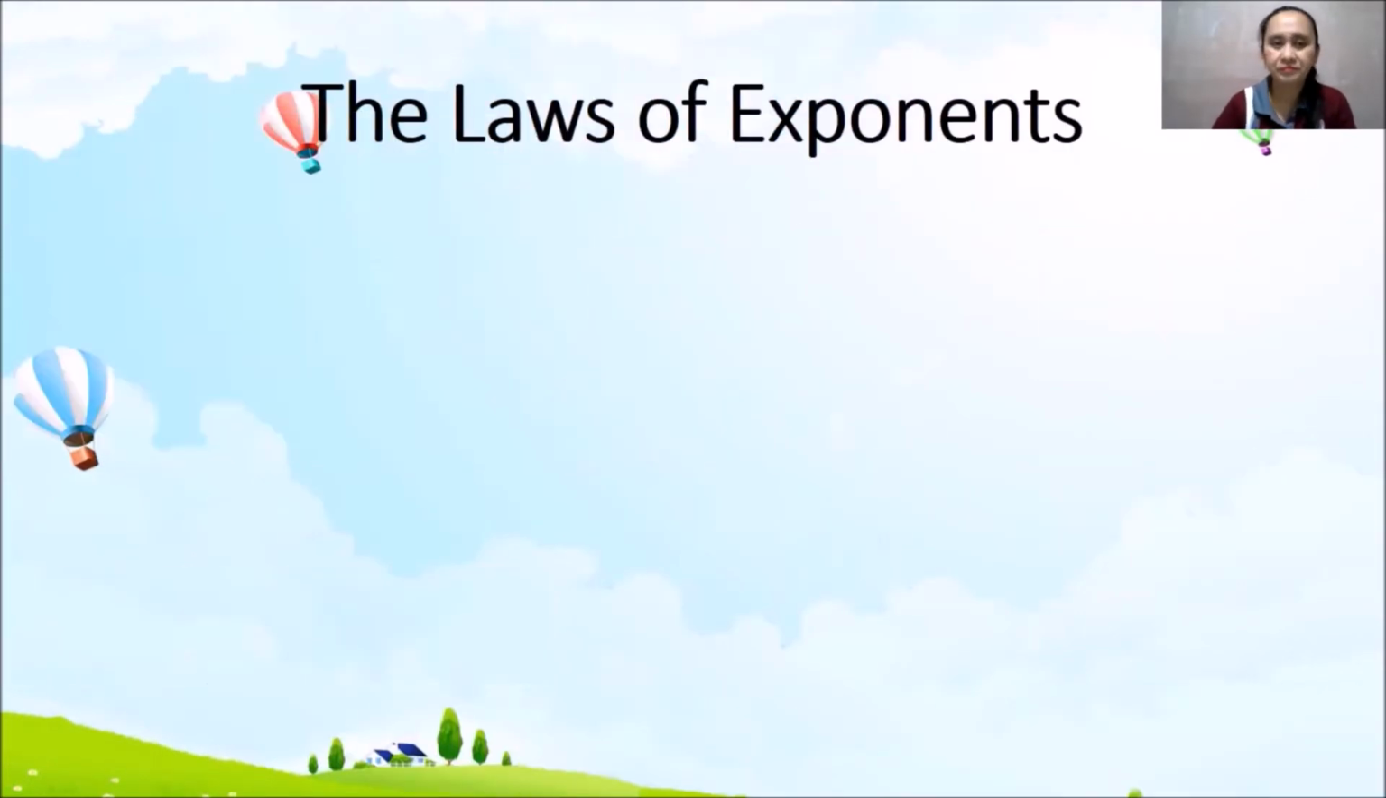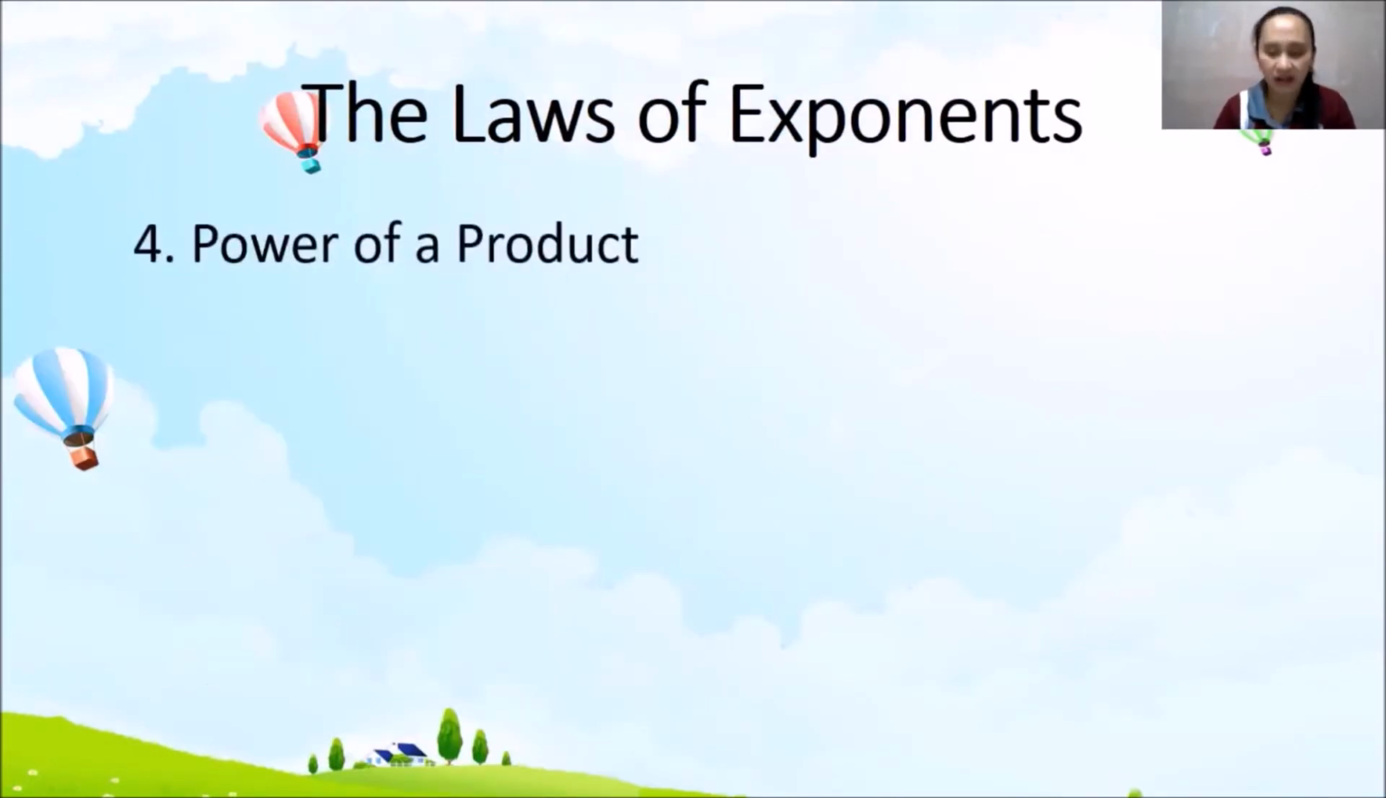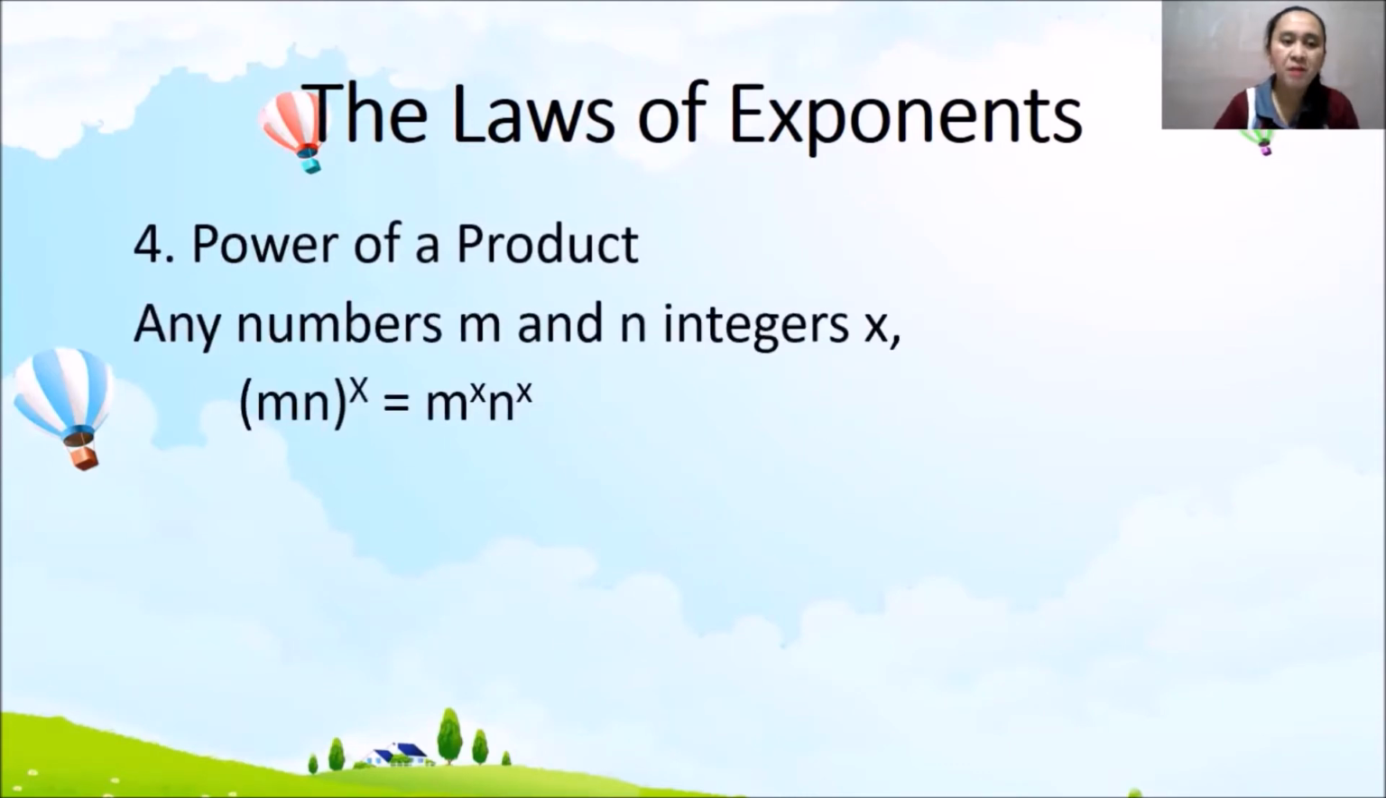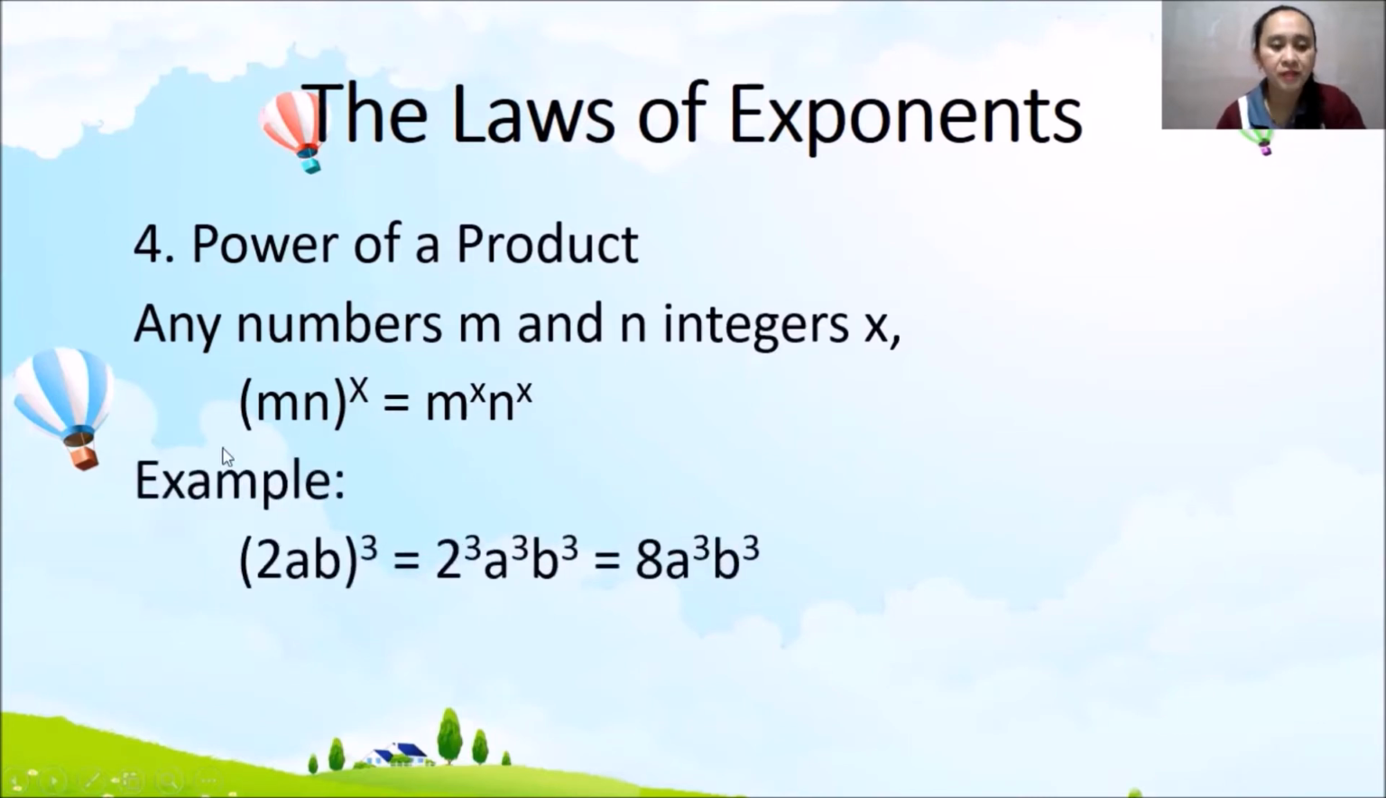Number 4, power of a product. Ang power of a product naman ay imo-multiply natin, the same continuation lamang ng power of a power rule, which is power of a product. Imo-multiply natin ang exponent sa lahat ng terms na given. Example, the quantity mn to the exponent of x. So it means we multiply 1 times x, is m to the exponent of x, n to the exponent of x.